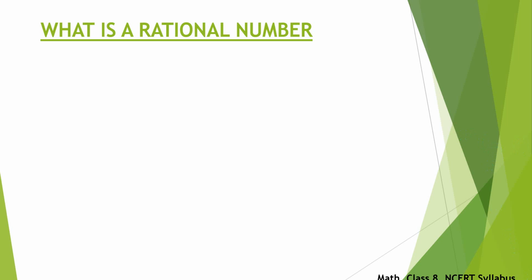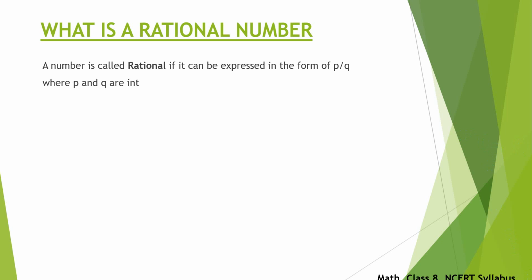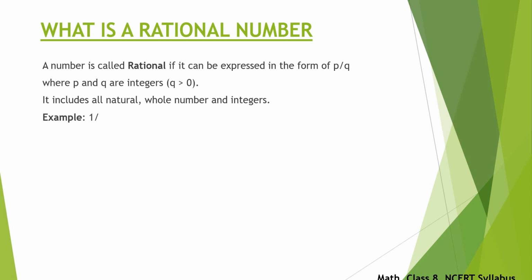First, let us know what is a rational number. A number is called rational if it can be expressed in the form of p by q, where p and q are integers and q is greater than 0. Now it includes all natural numbers, whole numbers and integers. For example, 1 by 2, 4 by 3, 5 by 7, 1, etc.